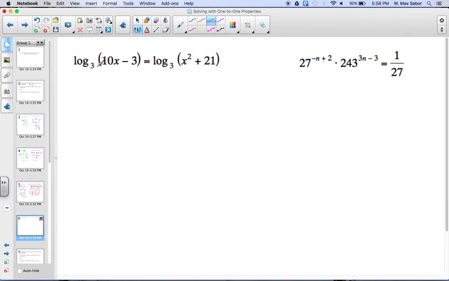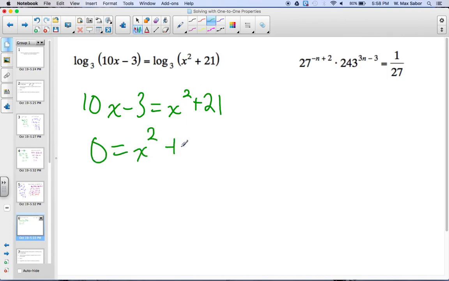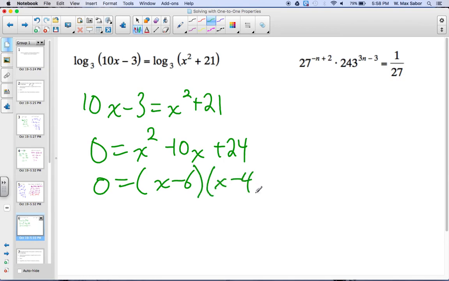We have the same base on both sides, so we can just use the one-to-one property. Move everything to the same side, so 0 equals x squared minus 10x plus 24. So 0 equals x minus 6, x minus 4, so x equals 6 or 4.